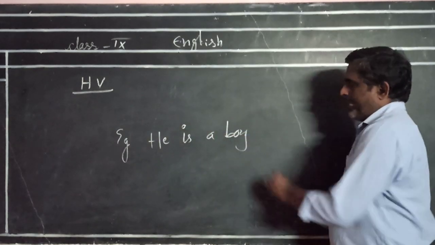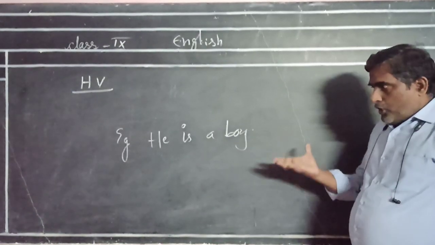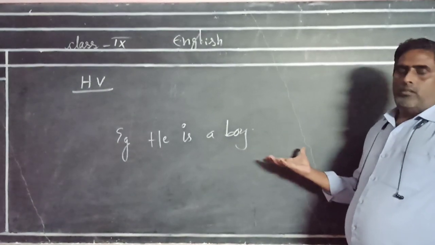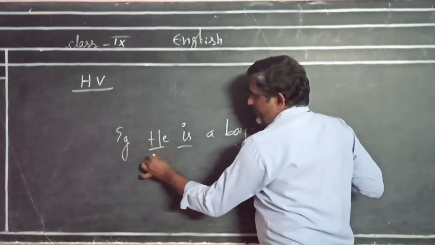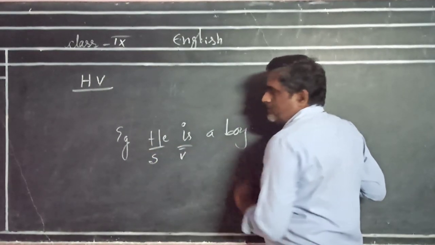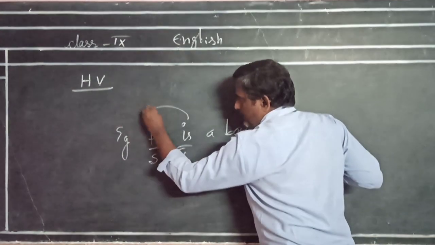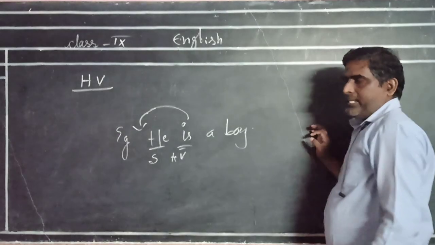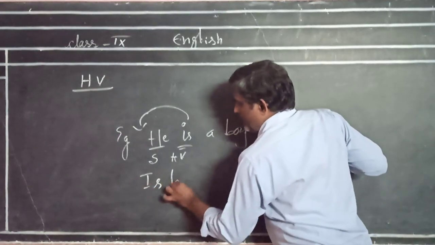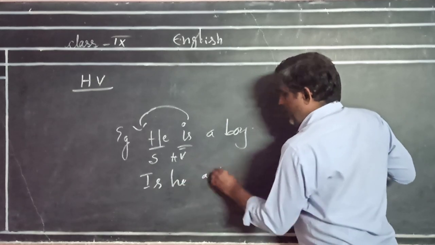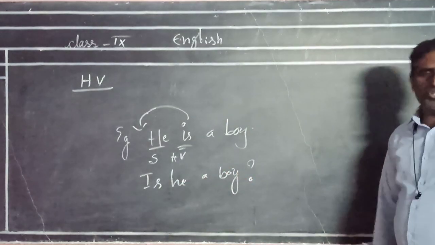What is this? It is a statement. So if you want to make it a question, there is a simple way: we can change the word order. This is the subject, this is the helping verb. So if we bring the helping verb forward, it can turn into a question. For example, is he a boy? So this turns into a question.